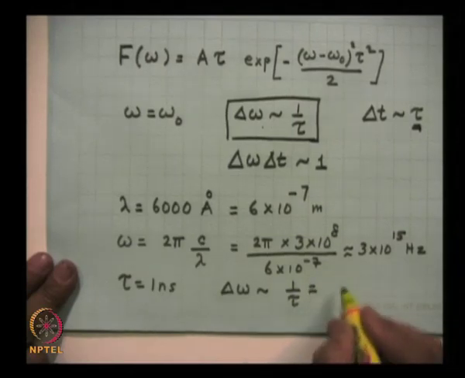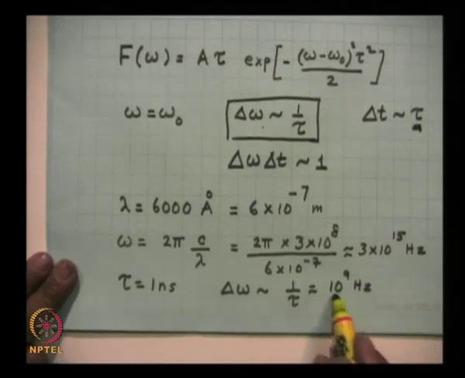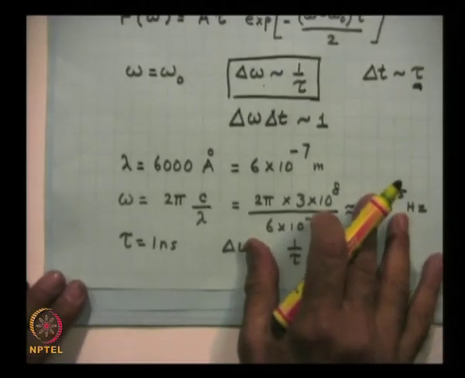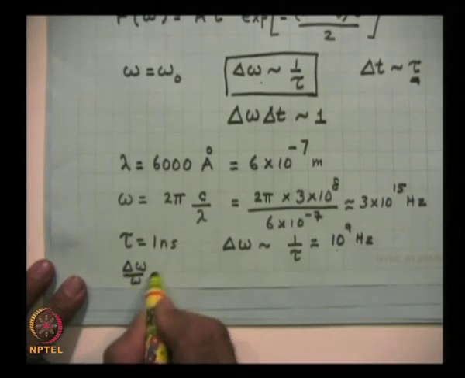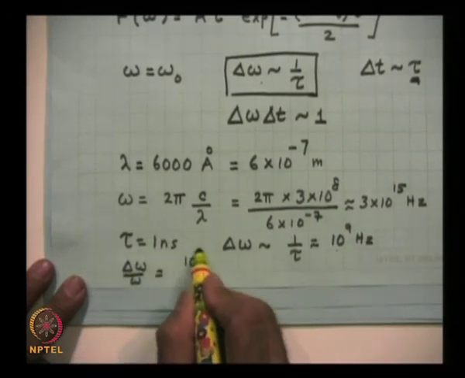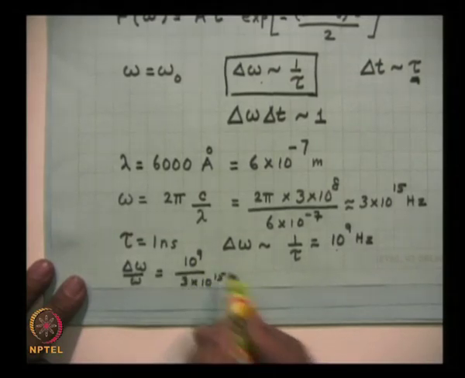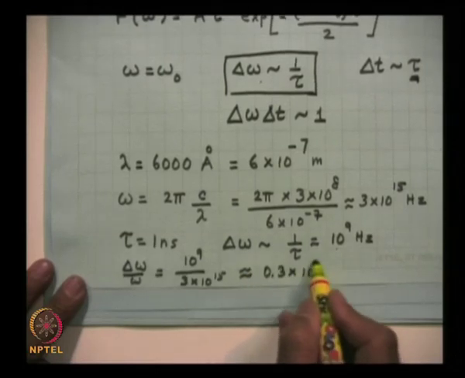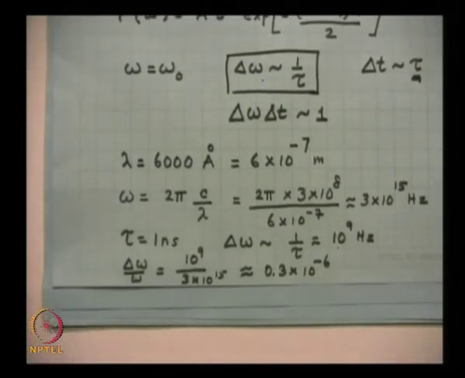So, this is of the order of 10 to the power of 9 hertz, which is about a millionth of the frequency. So, delta omega by omega is a very small number. So, delta omega by omega will be equal to 10 to the power of 9 divided by 3 into 10 to the power of 15. So, this is about 10 to the power of minus 6, in fact, less than 10 to the power of minus 6. So, it has a very small width and is almost monochromatic.